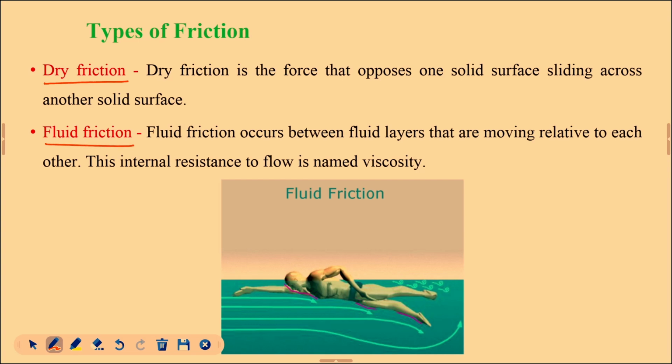A basic classification is first dry friction and second fluid friction. Dry friction is the force that opposes one solid surface sliding across another solid surface. And next is fluid friction, and whoever is swimming can feel this friction. Fluid friction occurs between fluid layers that are moving relative to each other. This internal resistance to flow we can call viscosity.